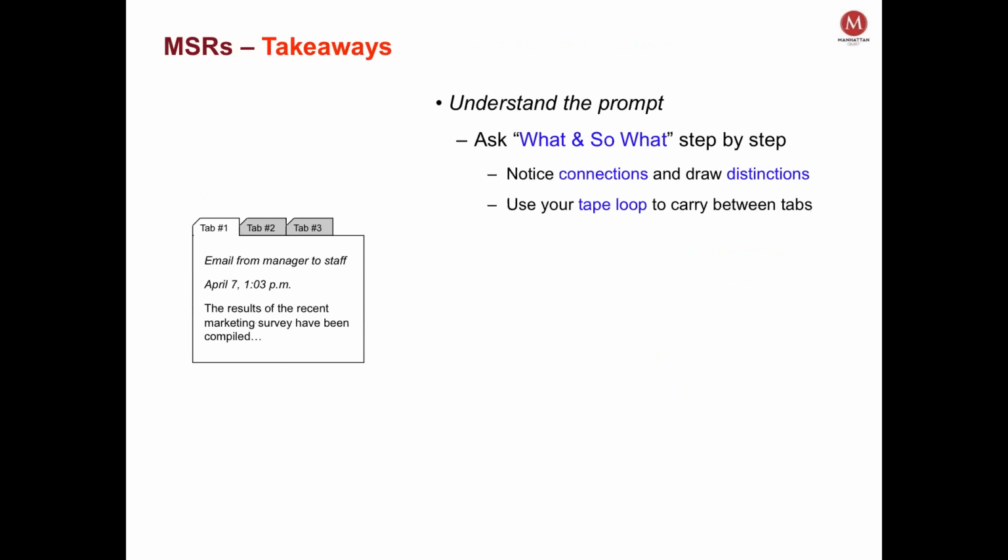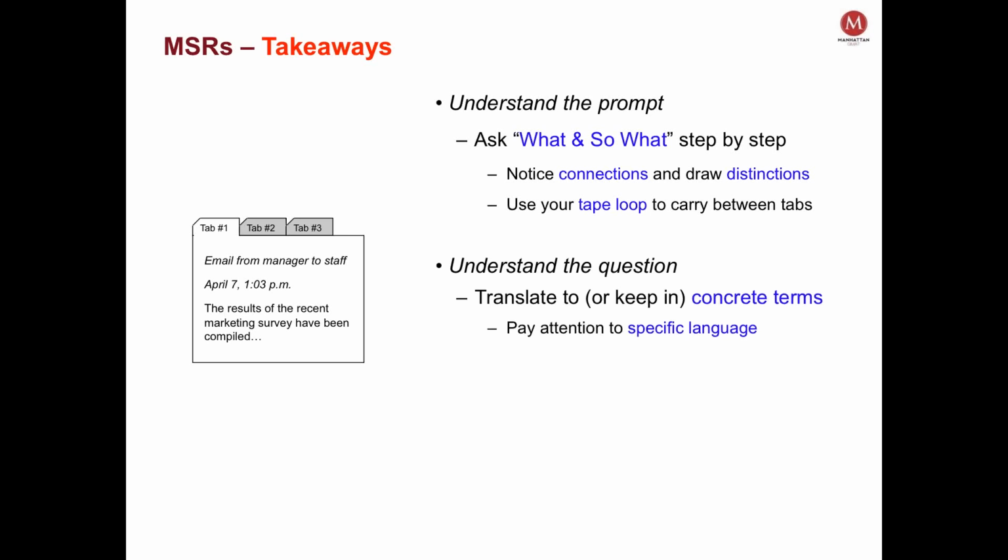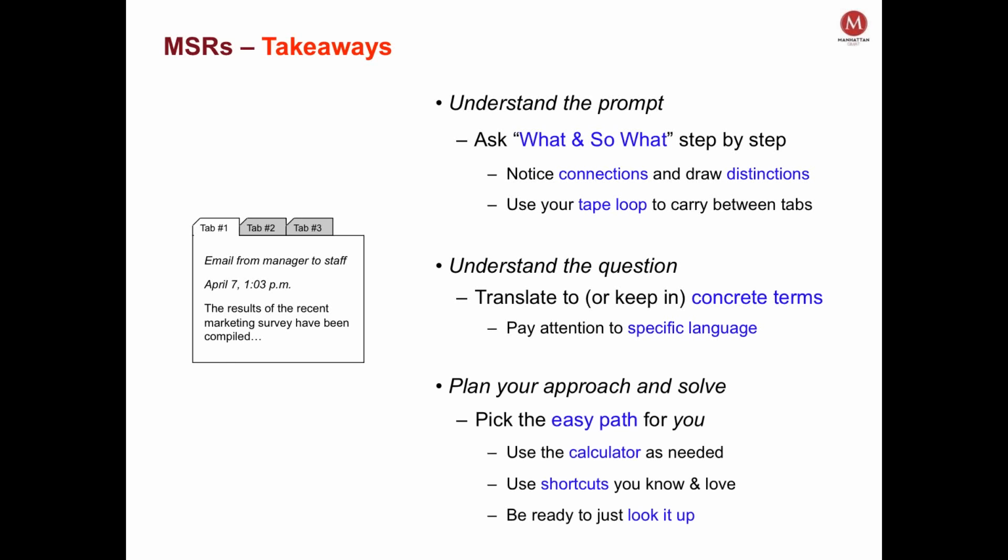But really what I want to go on to now are just takeaways. What can you take away from this to make the process of solving IRs easier? And particularly these MSRs, which are the most challenging in terms of coordinating all the information. Definitely try to understand the prompt, asking yourself what and so what. Think about these connections and the distinctions. Use your mental tape loop to carry between tabs. Don't be embarrassed about muttering under your breath. Be sure that you understand the question. Focus on the specific language, and then plan your approach.